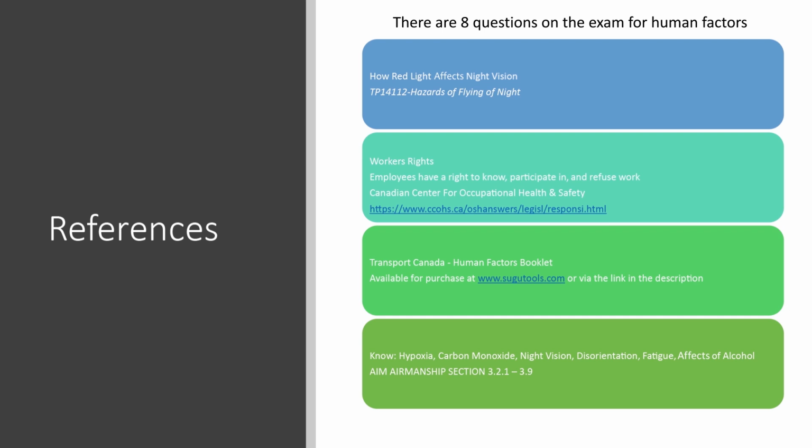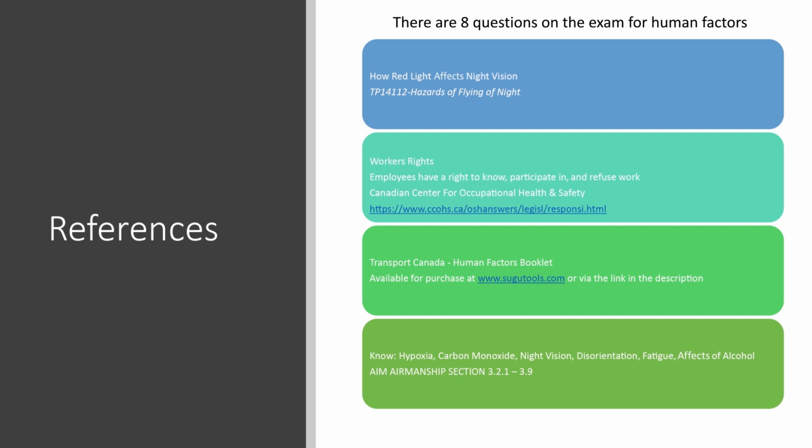What you should do to prepare for this section is read through the applicable reference links and refer to our slideshow. You should also utilize the TP 14112, which references the effects of red light on your night vision. Another useful reference link is the Canadian Centre for Occupational Health and Safety on Understanding Employees' Rights. In short, employees have a right to know, participate, and refuse work.